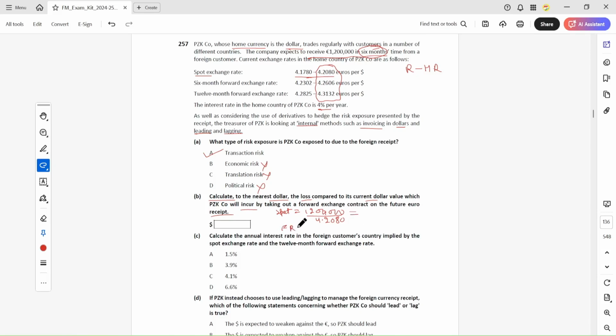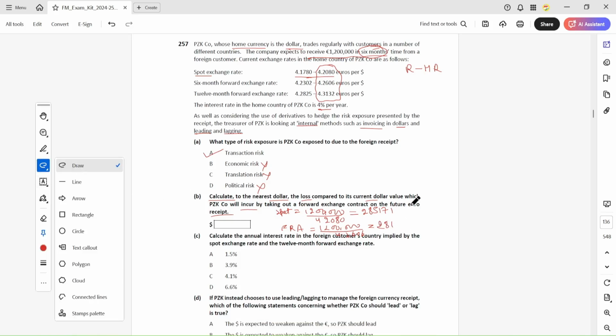By using a forward rate agreement, after 6 months, we receive 2606. Now we will receive 285171 at spot, but at the forward rate we receive 281650.